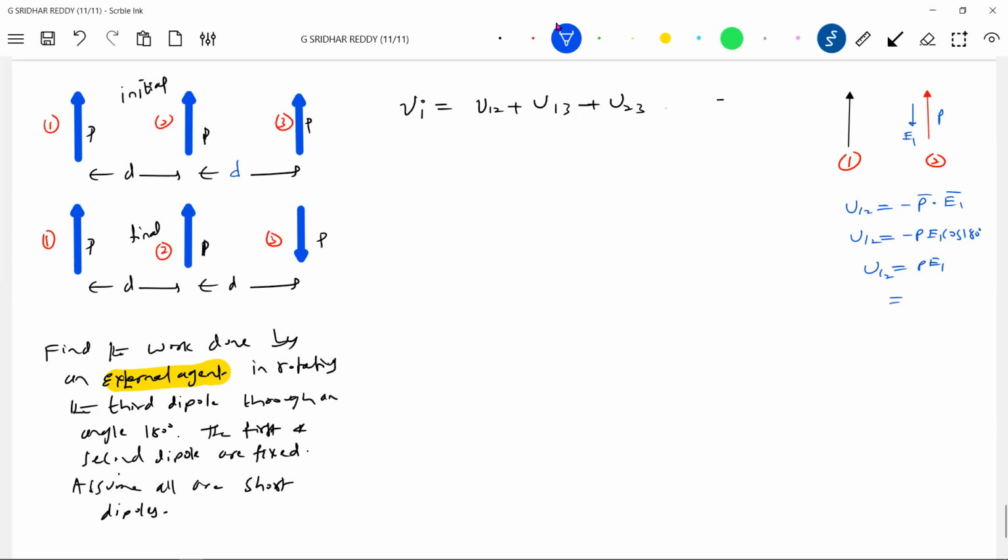I think this will be a better idea. What is the electric field? Let's write that also. It should be equal to P by 4 pi epsilon naught D cube, on the bisector. Let's write all the things. So finally it becomes P square by 4 pi epsilon naught D cube, the interaction potential between 1 and 2.